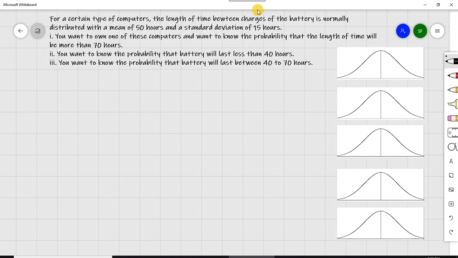So the first question you ask, that is given over here in the first part, is that you want to own one of these computers and want to know the probability that the length of time will be more than 70 hours, which means that the battery will last for more than 70 hours. So what is the probability of this? You want to find it out.